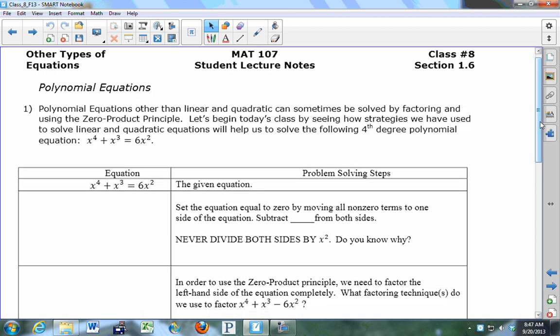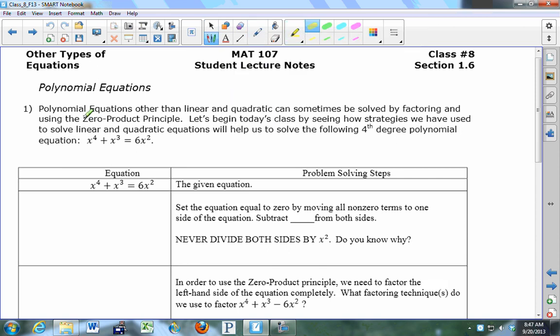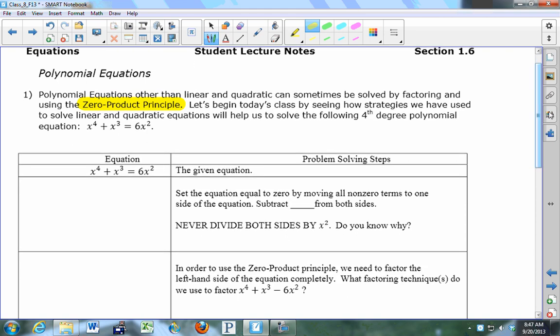And you want to start us off, Brendan? Polynomial equations other than linear and quadratic can sometimes be solved by factoring and using the zero product principle. Let's begin today's class by seeing how strategies we have used to solve linear and quadratic equations will help us solve the following fourth degree polynomial equation. X to the fourth plus x to the third equals 6x squared. And why did we call this a fourth degree polynomial again?